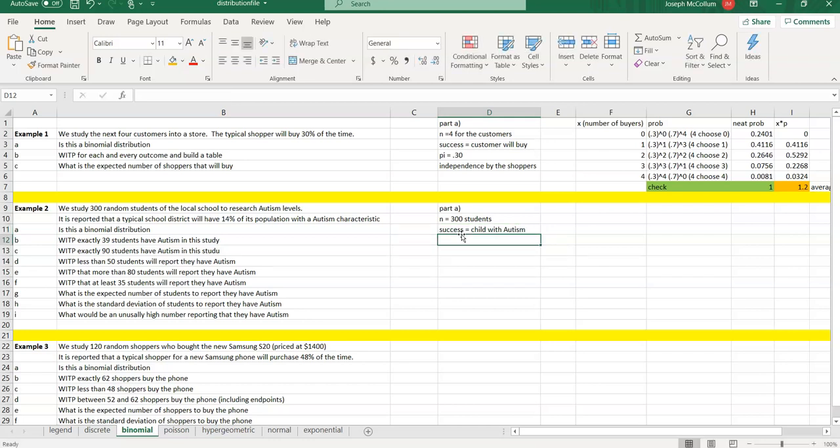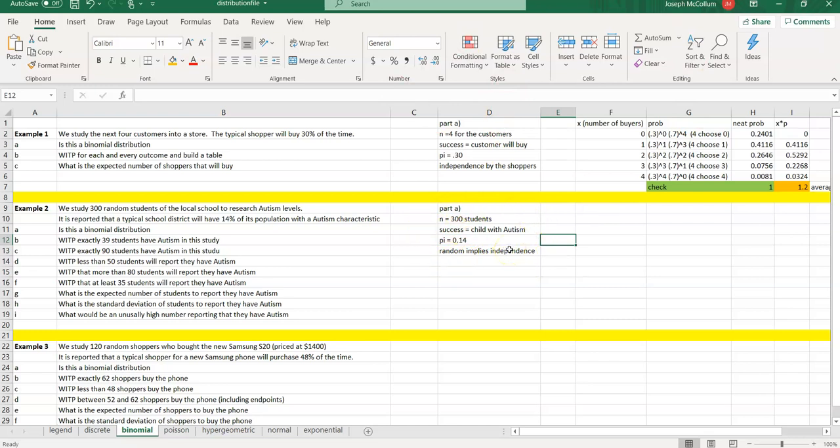So what else do we need? We need pi, a fixed percent. Well, many studies have been done, and a fixed percent in this case is 14%. Last but not least, I said I'm going to do random students, and random implies we have independence. And independence is needed for me to utilize these quick multiplication tricks I did up in example 1. So yes, it is a binomial distribution.